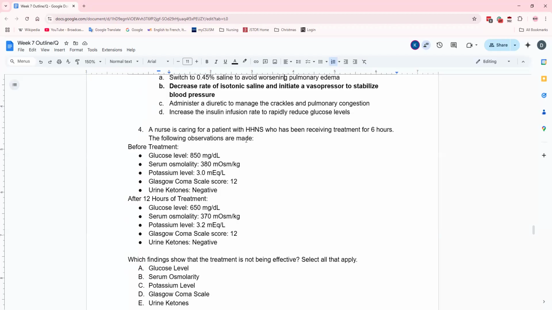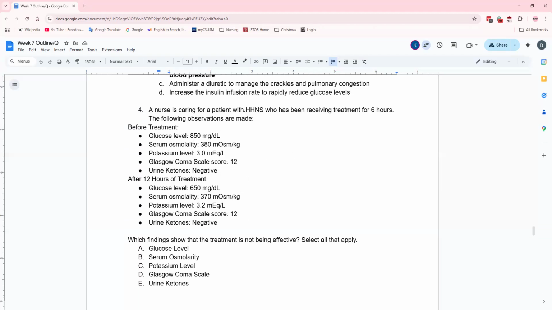Okay, so here I have one that's looking at the before and after, and then determining. We have a patient with HHNS who has been receiving treatment for 6 hours. There's a before treatment and then 12 hours after treatment. Which of the findings shows that the treatment is not effective? Select all that apply.